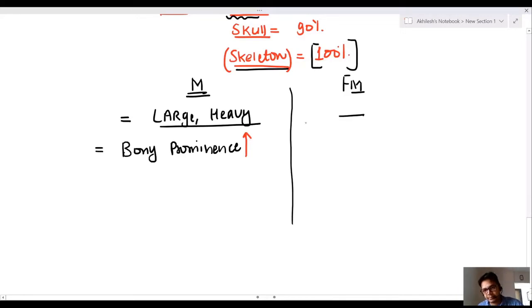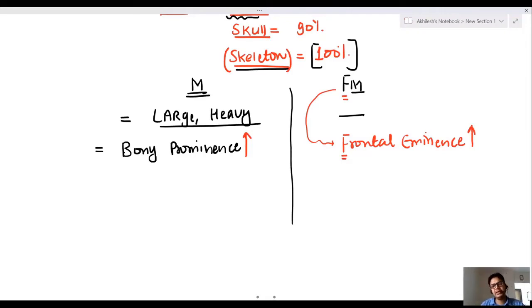But sir, in female, we have one bony prominence that is more prominent. This is frontal eminence. So what is the trick to remember? F for female, F for frontal eminence. That is more prominent in female.